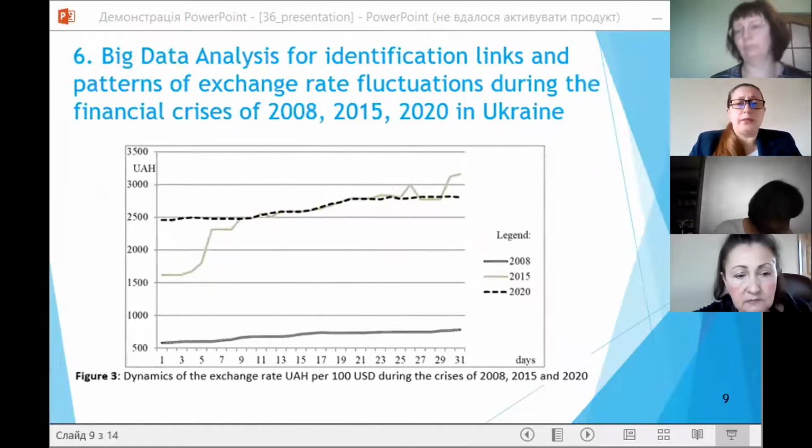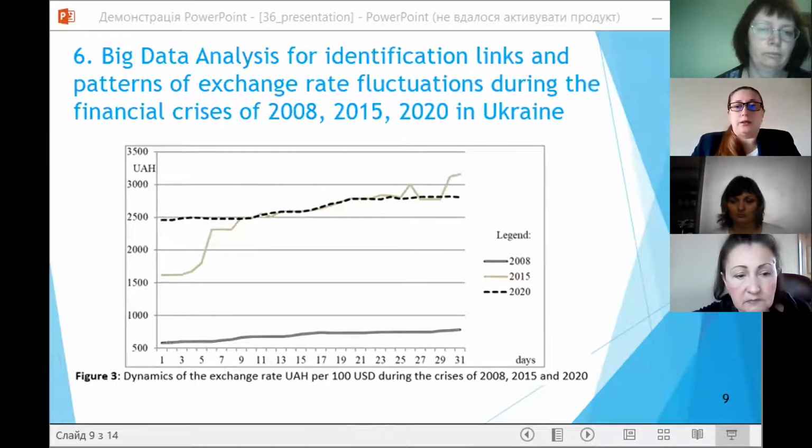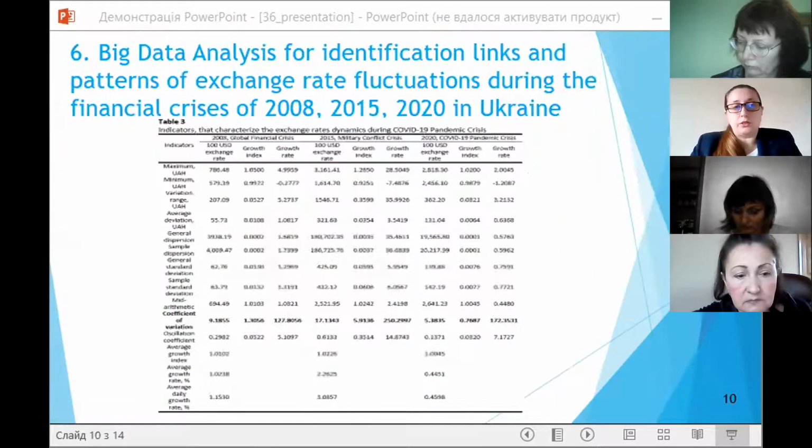As the next step, we decided to compare three financial crises in Ukraine. This slide shows you the dynamics of the exchange rate in Ukraine, and have to notice that in different time periods we had different approaches to setting and calculating exchange rates in Ukraine. And now we have a floating exchange rate. Before, in previous crises, we had a fixed exchange rate, so the results will be a little bit different, but it is also interesting to compare.